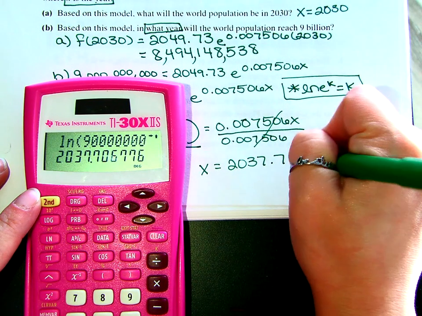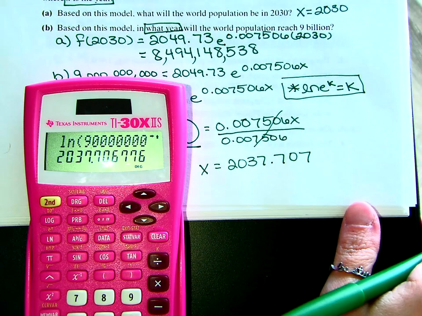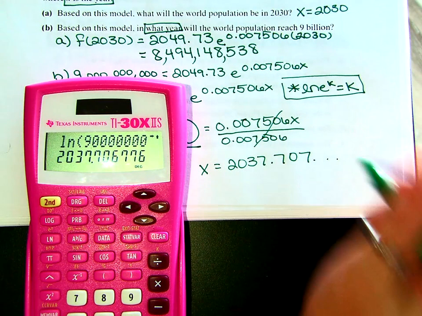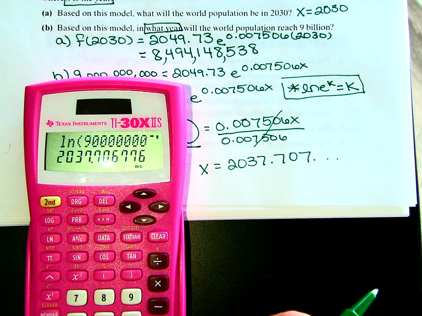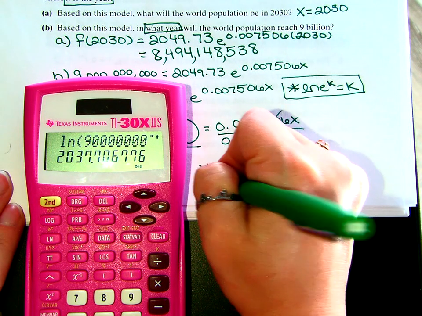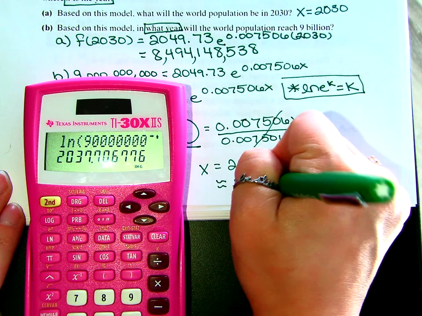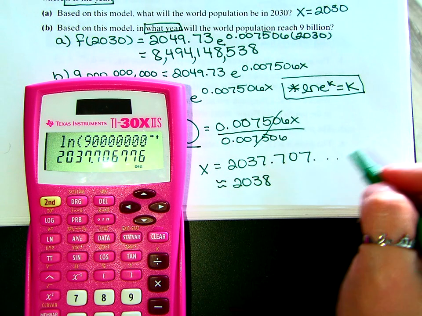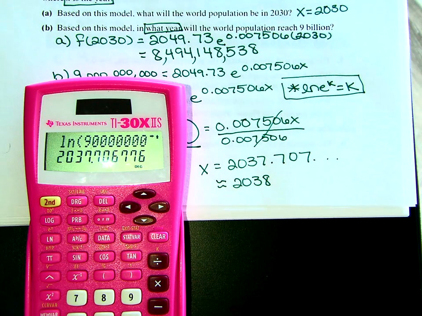So it asked me, in what year would the world population reach 9 billion? It's going to happen during the year 2037, but we're going to be over halfway through it. So we're going to say by at least 2038. We're going to round up, because by 2037, if we round down, we're not there. We're going to be just under 9 billion people. But by 2038, we will be at 9 billion plus some change of people.